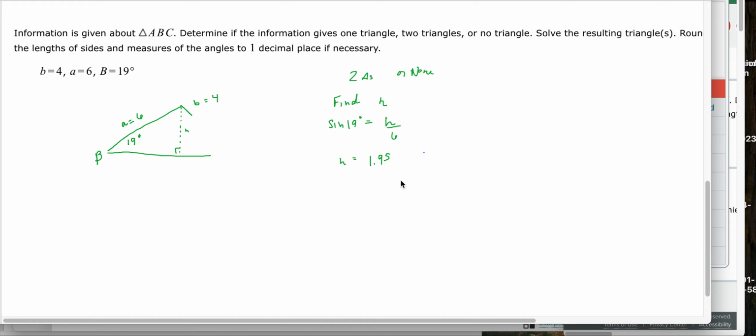Okay, so now let's compare it to the other sides. Notice 1.95 is the smallest. The height is the smallest here. So 1.95 is smaller than B, which is 4, which is also smaller as we identified in the beginning of the given side, side A. So since H is the smallest here, then I will have two possible triangles.